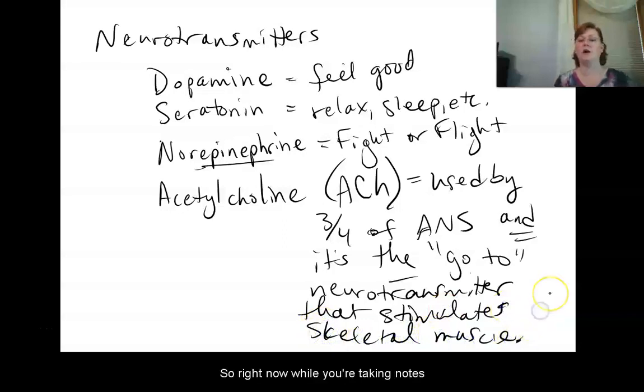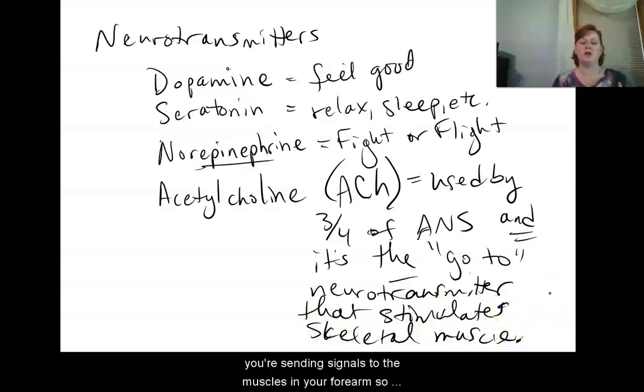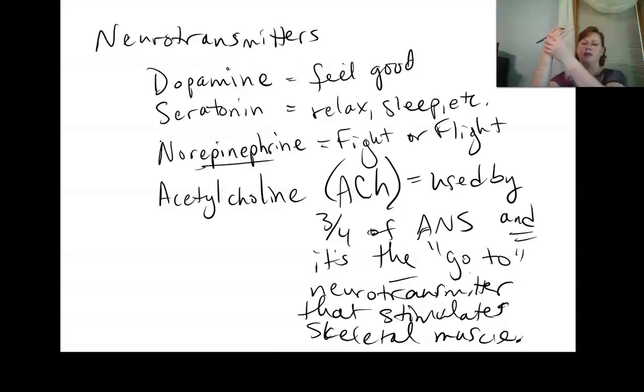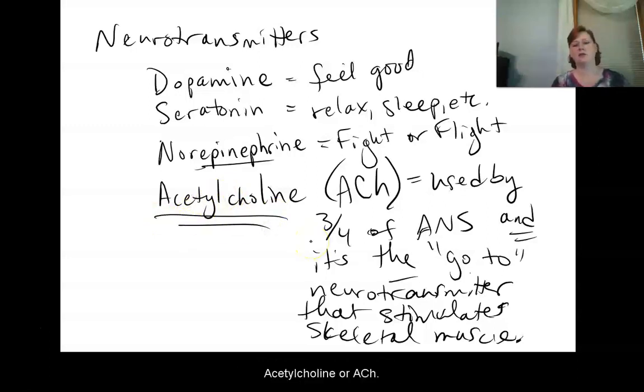So right now, while you're taking notes, you're sending signals to the muscles in your forearm so that you can control your hand so that you can write. And every time you're signaling those muscles to contract, you are using acetylcholine, or ACH. So if you were to block all of the receptors for ACH, you would essentially paralyze your muscles.